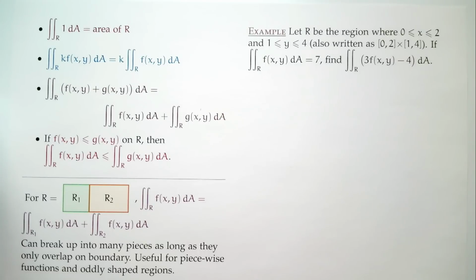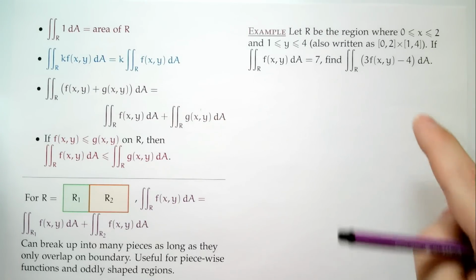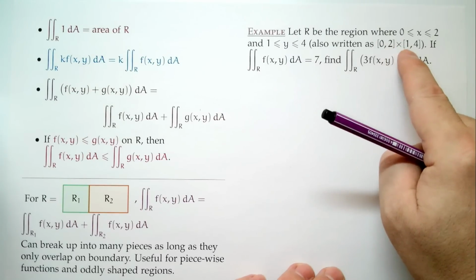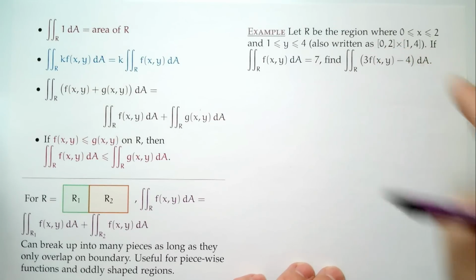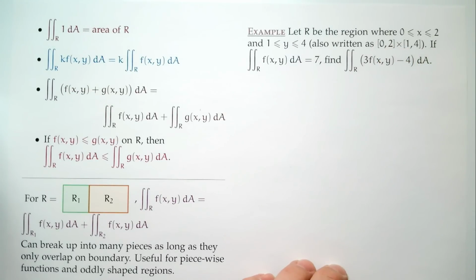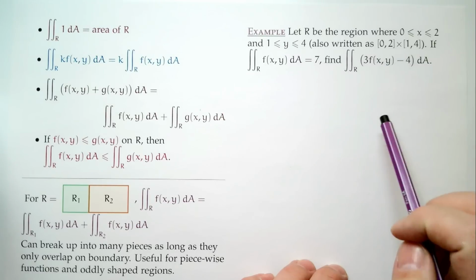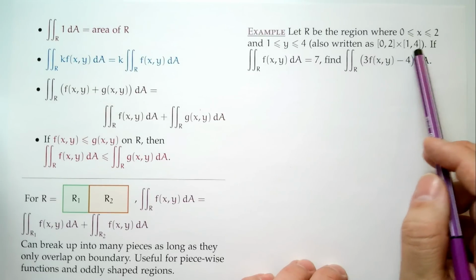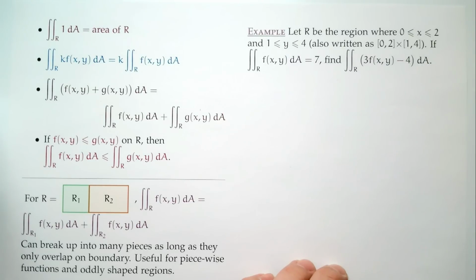So, let's try a problem. Let R be the region where x goes between 0 and 2 and y goes between 1 and 4. Now, we can write this as [0, 2] cross [1, 4]. So you think of this [0, 2] as indicating what's happening with your first variable. We usually think of our first variable as x. [1, 4] is an interval saying what happens with your second variable. It goes between 1 and 4.